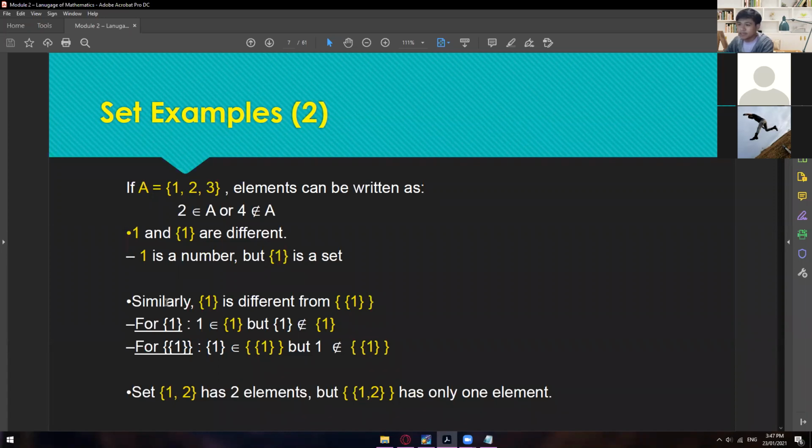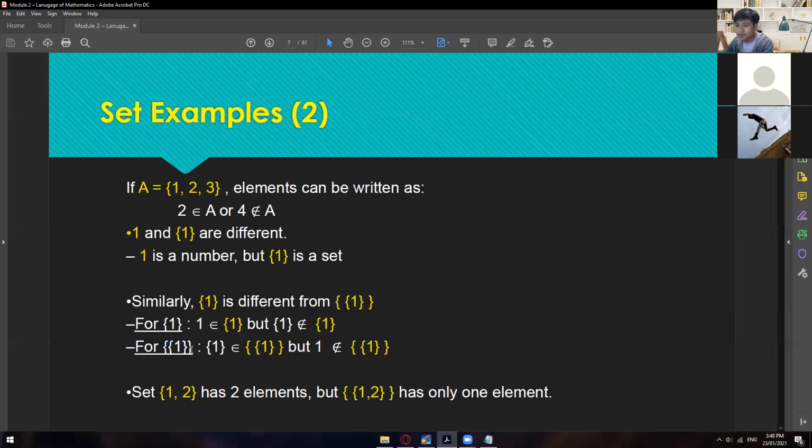Similarly, this one is different from this one. This one is a set wherein it contains 1, but this one is a set wherein it contains another set. So if you analyze this, 1 is an element of the set containing 1, but the set {1} is not an element of the set {1}. Because if it's an element, then it should be just an element, but this one is already a set, so it cannot be an element if it's already a set.